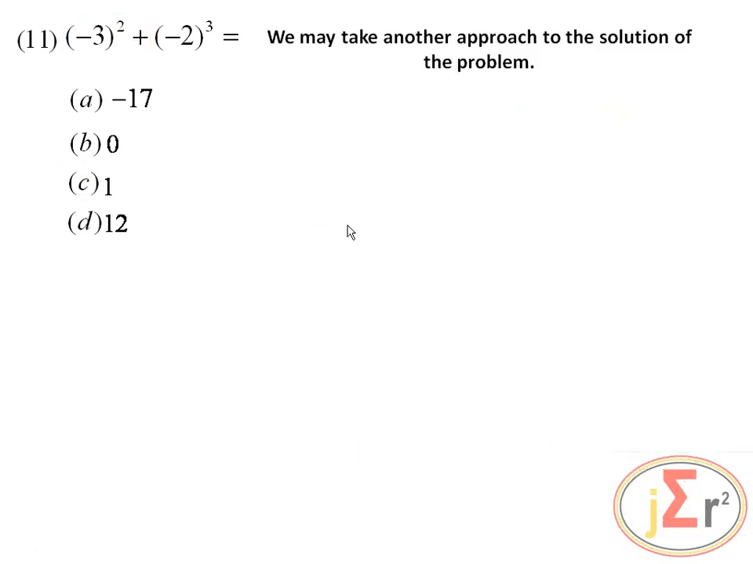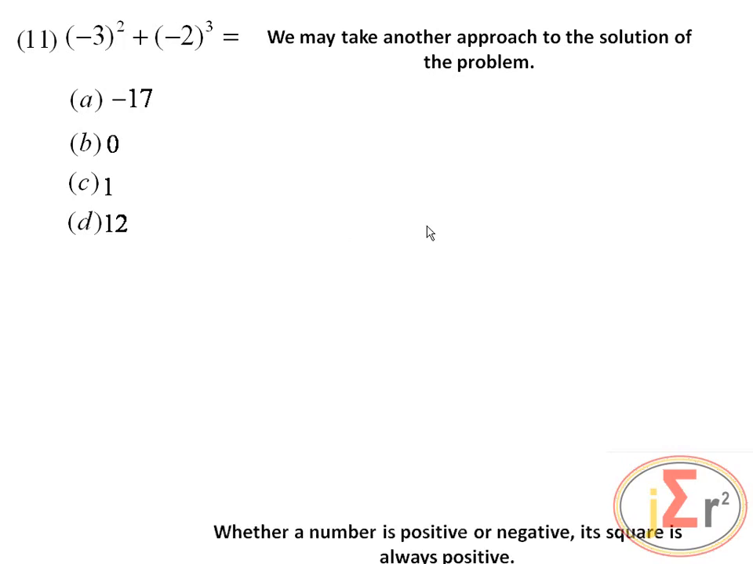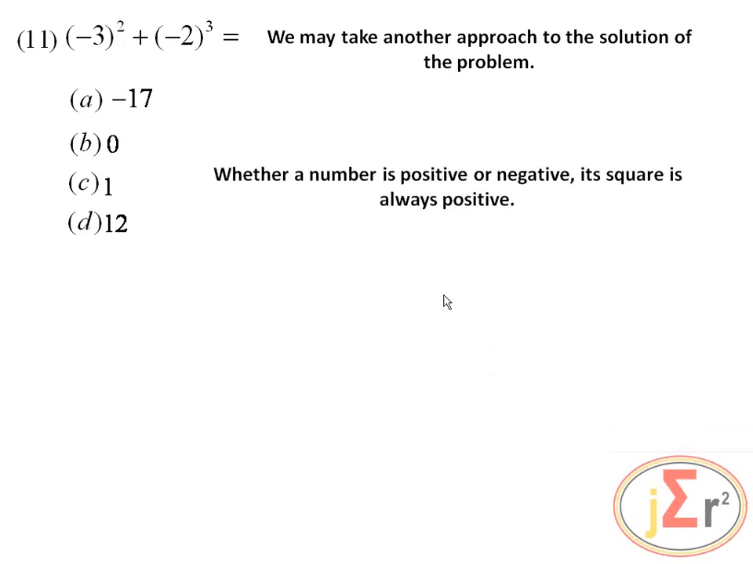Taking a second look, we may take another approach to the solution of the problem. Whether a number is positive or negative, its square is always positive. A square is always positive. So when we square a number, whether it is positive or negative, the answer is always positive. What about the second one?